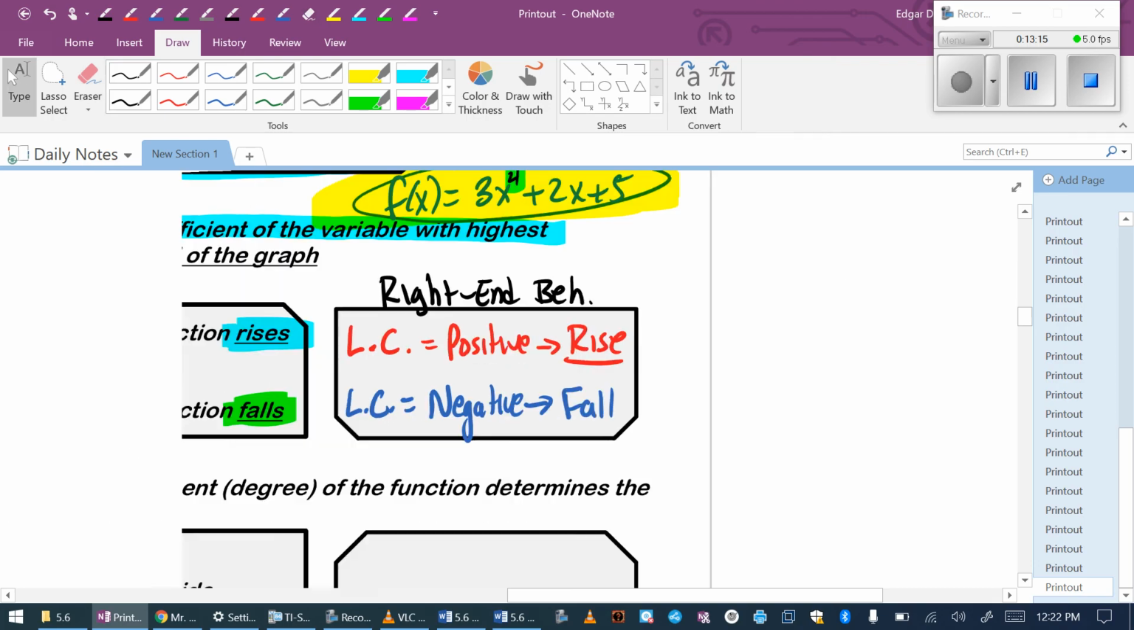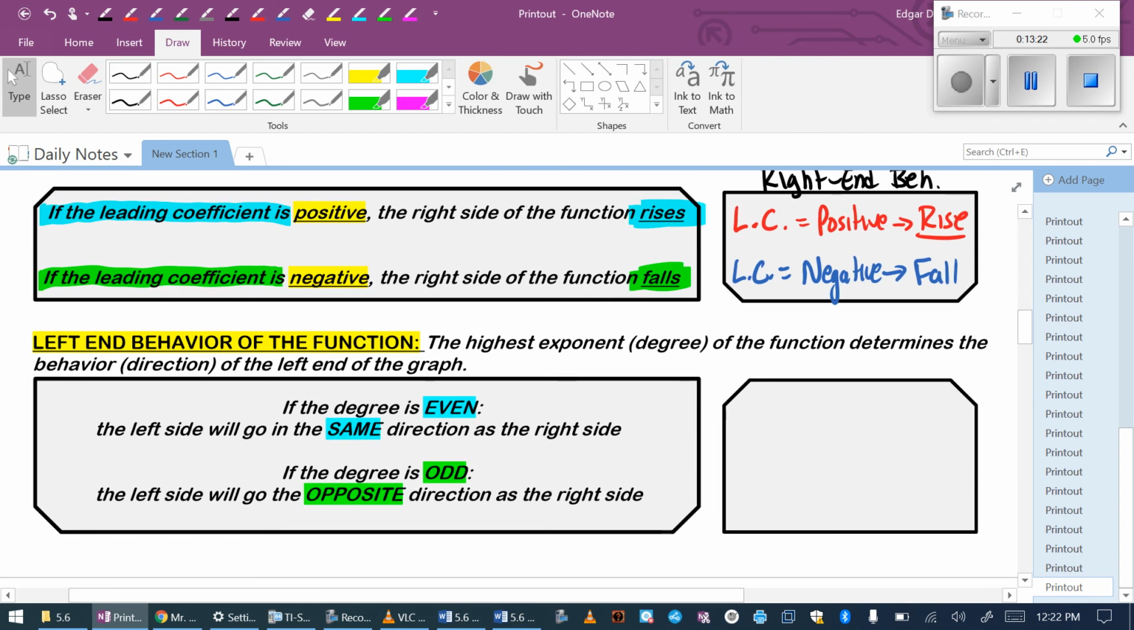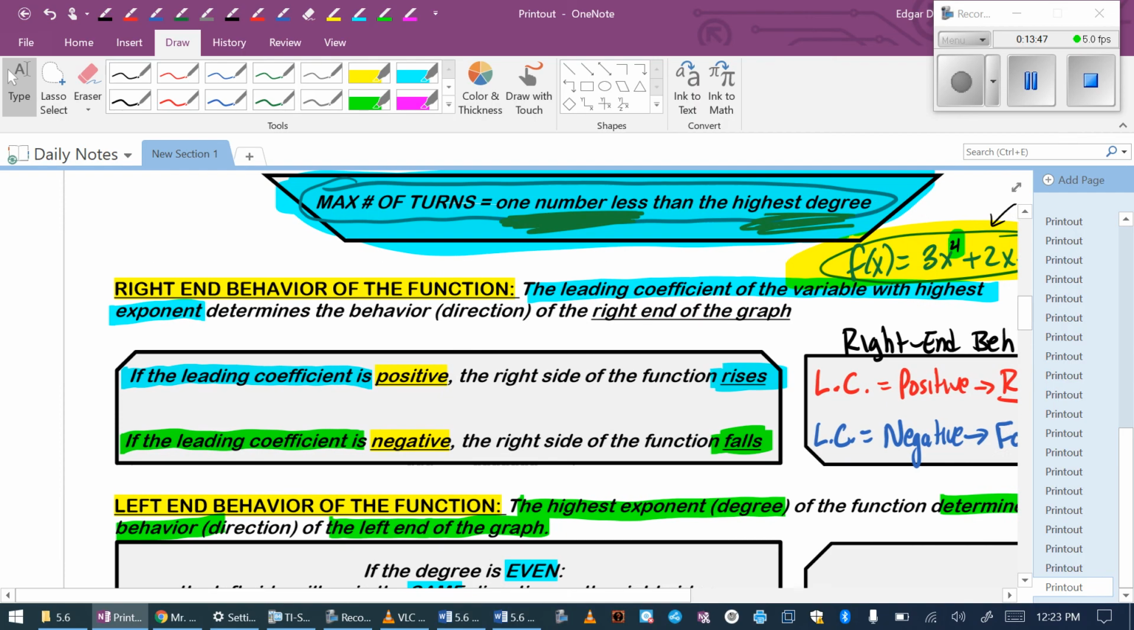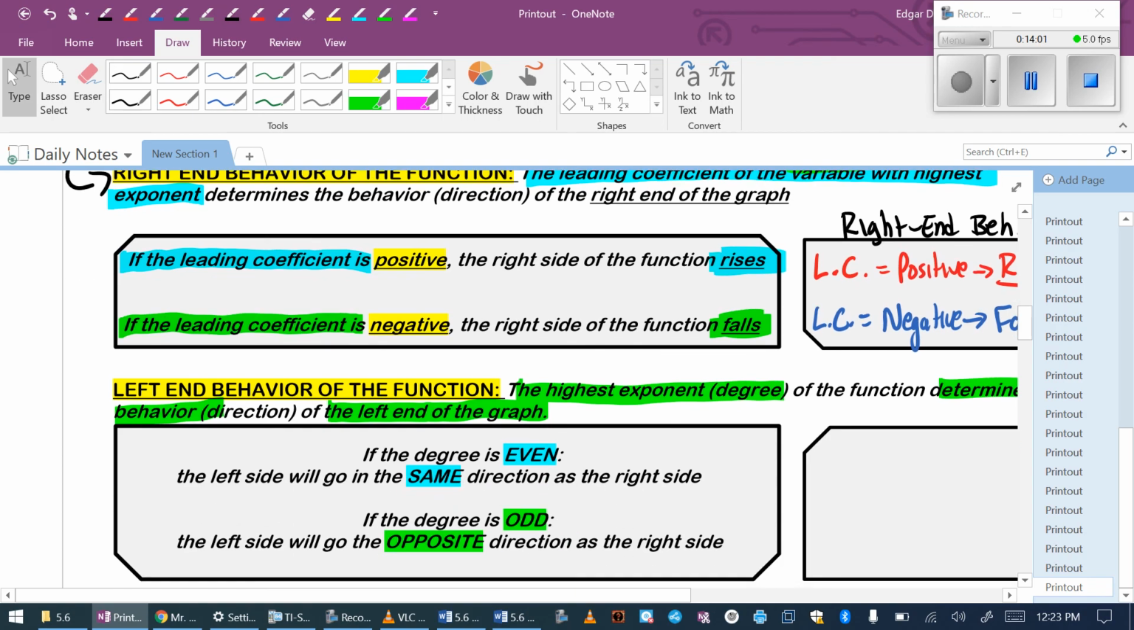All right. But just like there's right end behavior, there's also left end behavior, guys. Now that's determined by something slightly different. The left end behavior of the function. The highest exponent or degree of the function is actually what's going to determine the behavior on the left hand side. So the highest degree or exponent will determine the behavior of the left end of the graph. Okay, so you're looking for the highest degree, guys. For right end behavior, what's important is the leading coefficient. This is what's important for the right end behavior. What's important for the left end behavior is the highest degree.